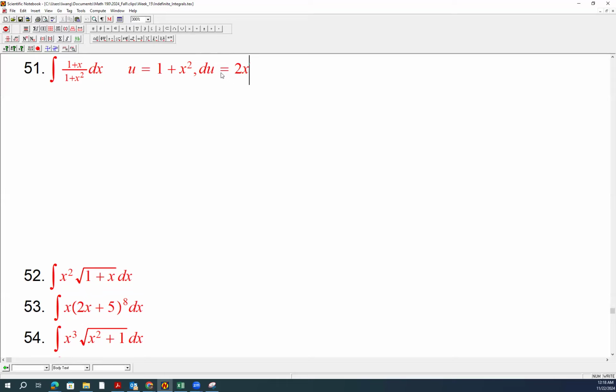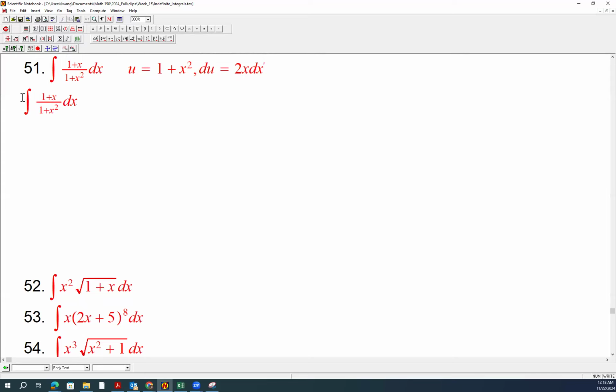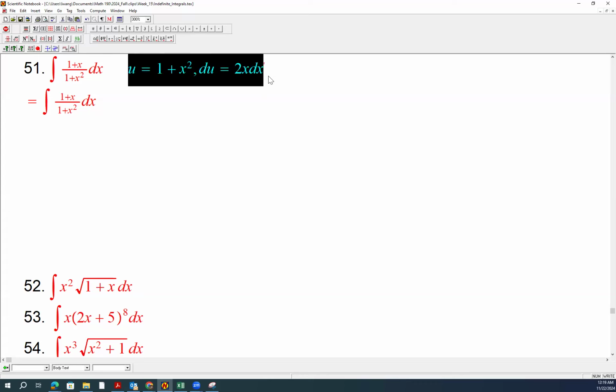du is 2x dx. So what's going to happen is that you will have a hard time matching the top, because we didn't just have x times dx, we have 1 plus x. So you can have this u, but how do you work with 1 plus x? So that's a hard one. So let me just show you the answer. The answer is that this is not going to work.